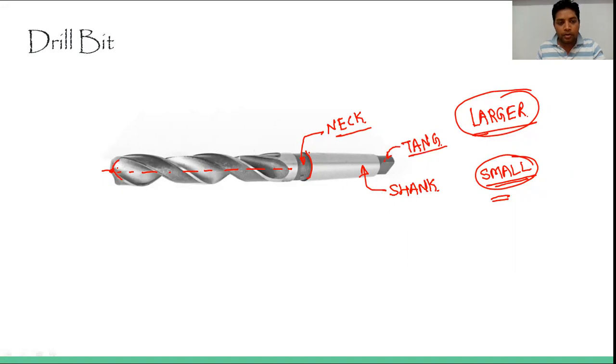Now between these cutting edges there is an angle. First of all, this is basically the point, and the angle which is formed between these two cutting edges, we call this the point angle.